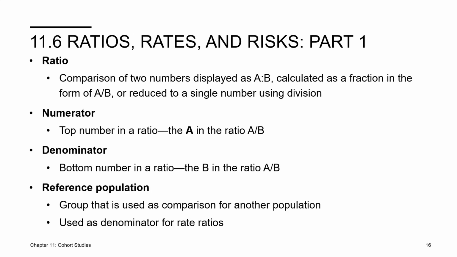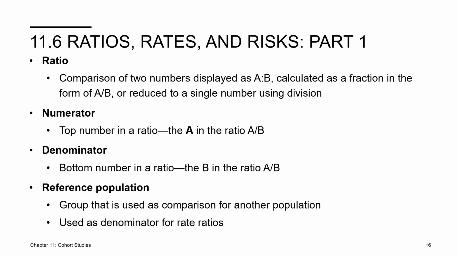So section 11.6 goes over ratios, rates, and risks. And so there's lots of different epidemiologic calculations discussed in this chapter. A ratio is really just a comparison of two numbers. It's just a basic division. And so it would be A to B as your ratio, and you would take A divided by B.